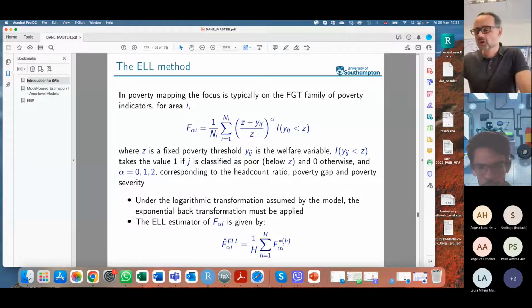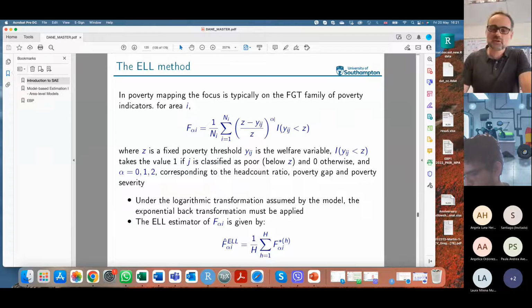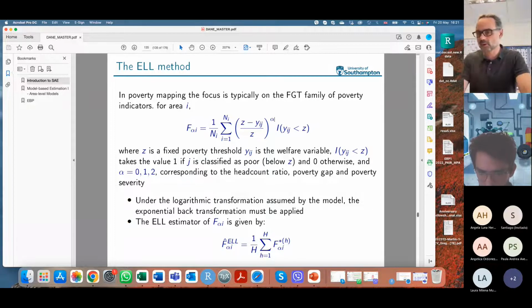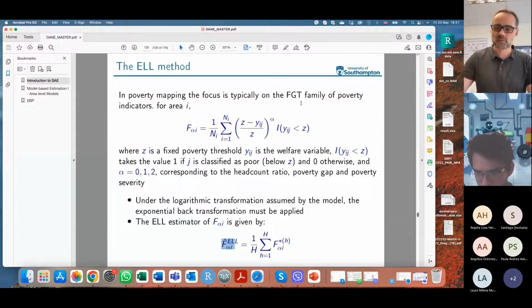And obviously, in order to go back to the original scale, you have to take the exponential back transformation. You should apply that. And then once you apply the exponential back transformation, you will have a set of incomes or consumptions or expenditures in the population, and you can use this to construct the estimator under the ELL method, depending on what measure you want to define out of these FGT measures of poverty.